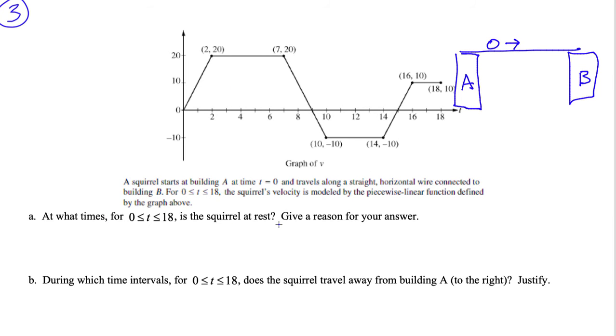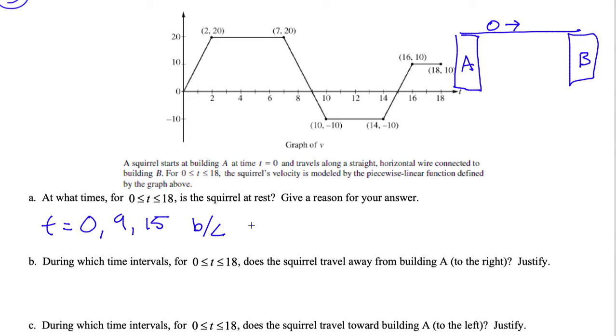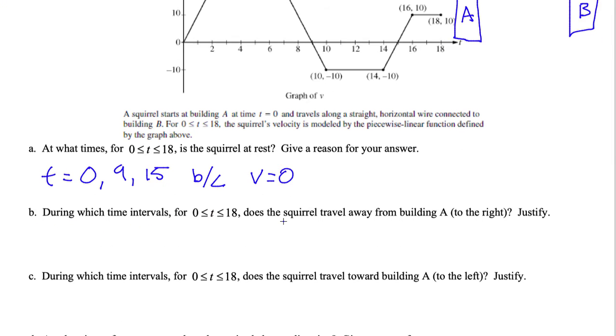What times is the squirrel at rest? The squirrel is at rest whenever v is equal to 0. So here, here, here, and nowhere else. So at 0, 9, and 15. So at t is equal to 0, 9, and 15. Why? It's because that is where velocity is equal to 0.